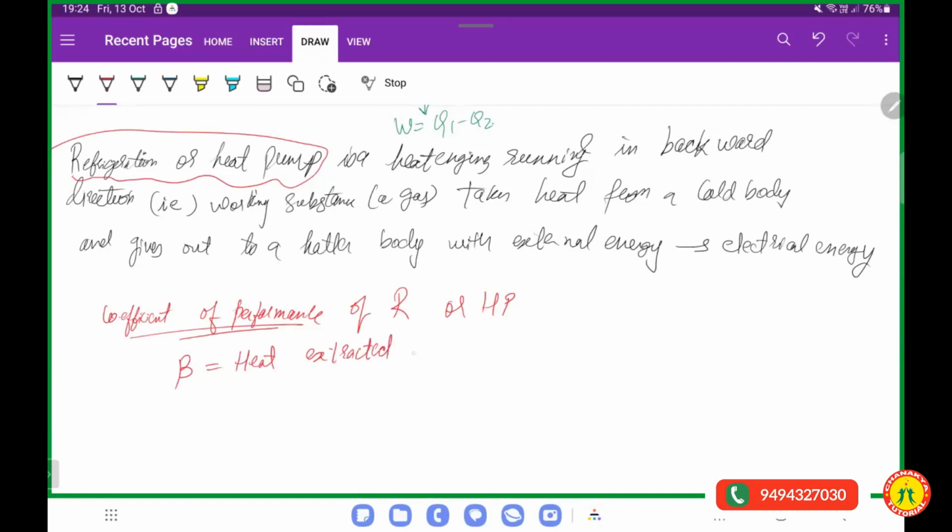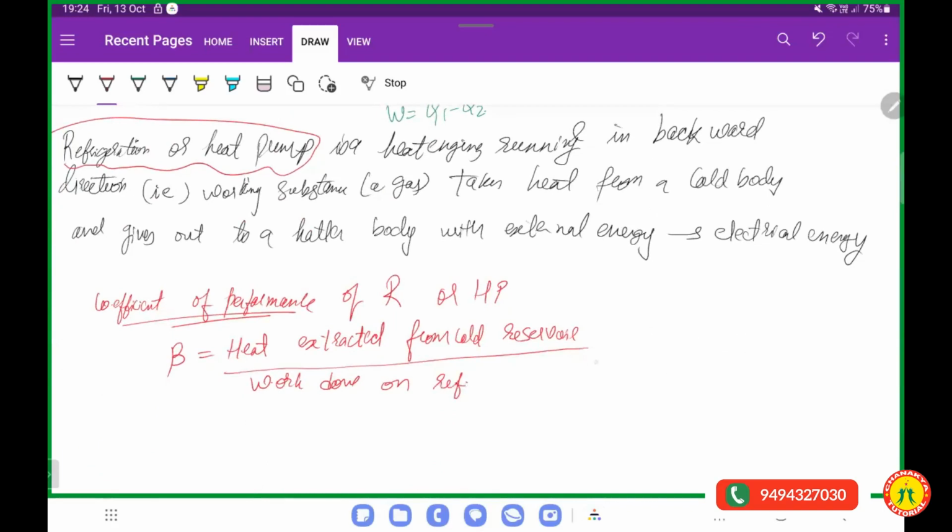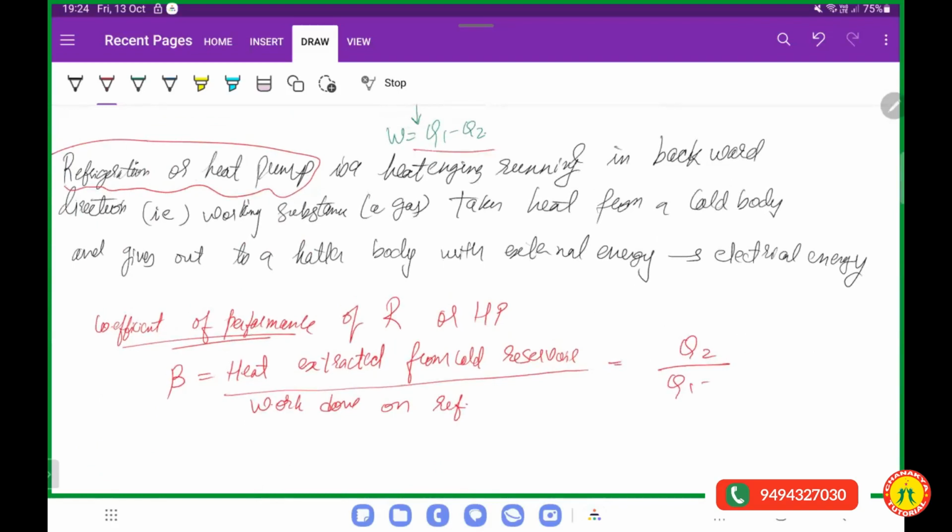Beta is the heat extracted from the cold reservoir divided by the work done on the refrigerator, which is Q2 over Q1 minus Q2. In the same way, T2 over T1 minus T2. Here T2 is the temperature of the cold body and T1 is the temperature of the hot body.